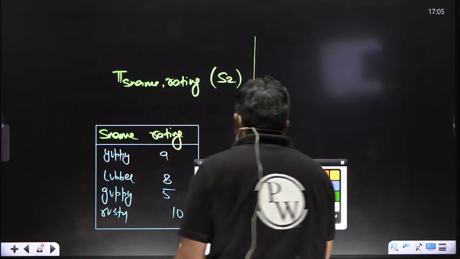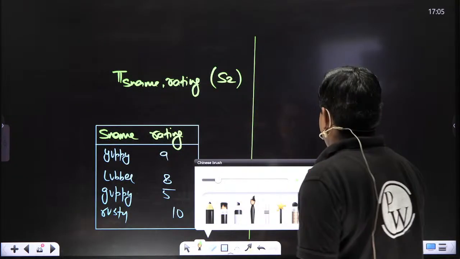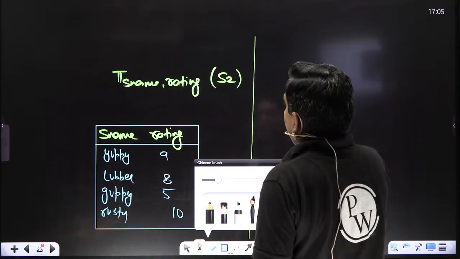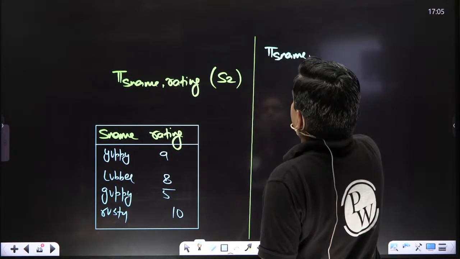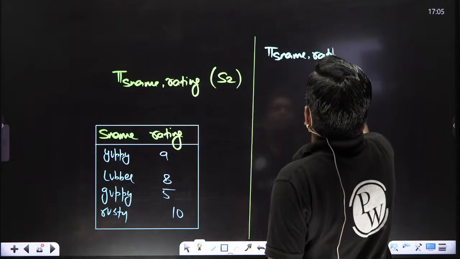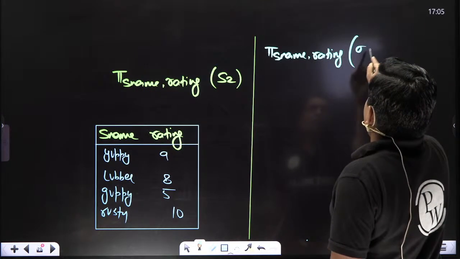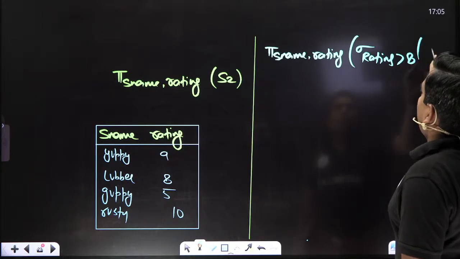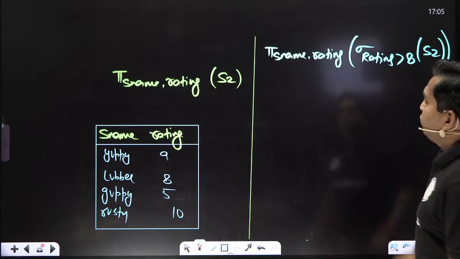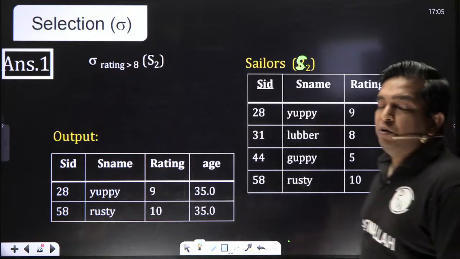Now I change my query. What is the query now? Pi S name, rating, sigma rating is greater than 8 from seller S2. Now let me know what is the answer.